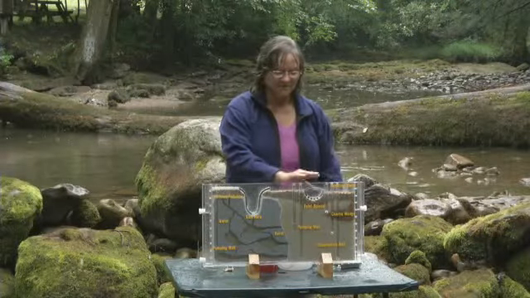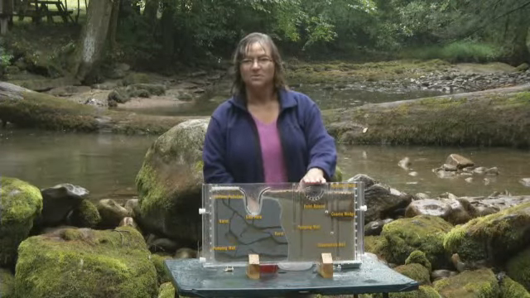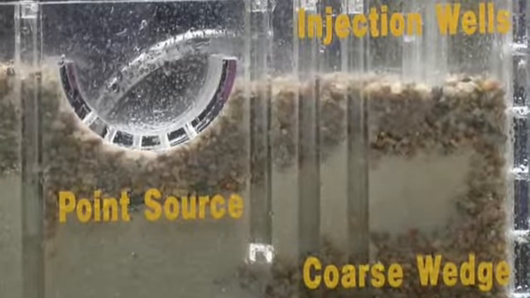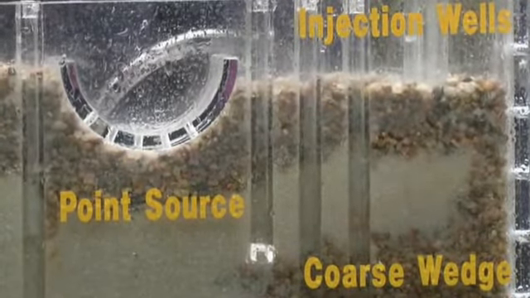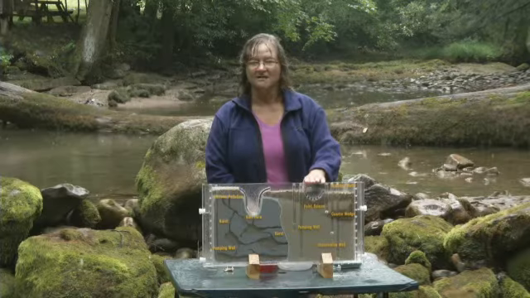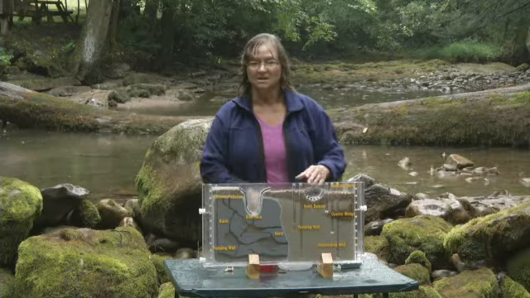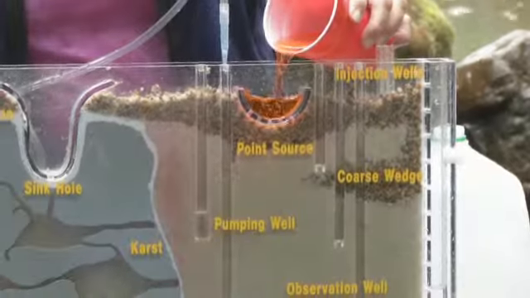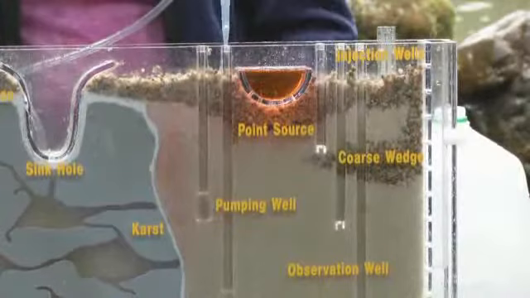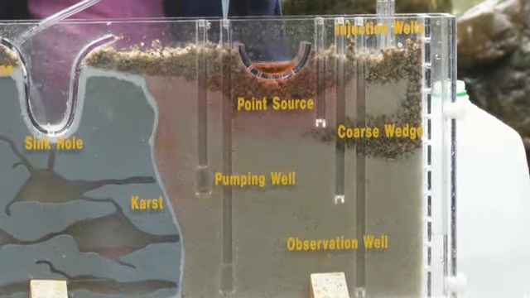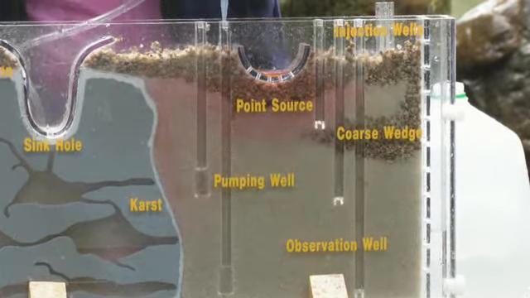And we have this little spot here where it says point source pollution. Point source pollution could be a spill on a highway, or it could be an outfall from a factory or a sewage treatment plant, where water all comes out of one place with pollution in it. So I'm going to put some of this colored water in here to show the effects of pollution. And we're just going to watch how long that takes to get down into our environment.